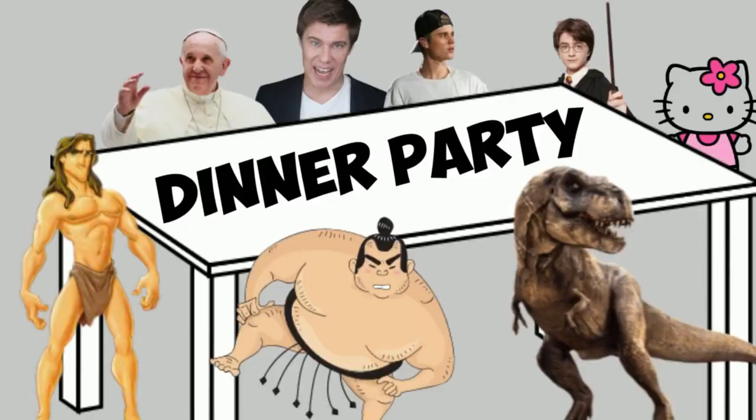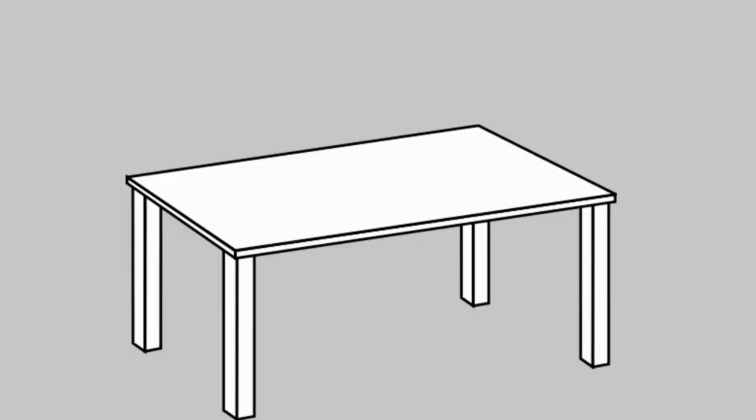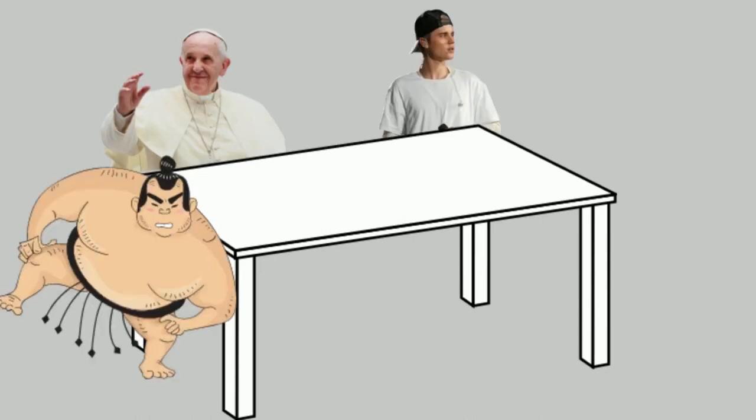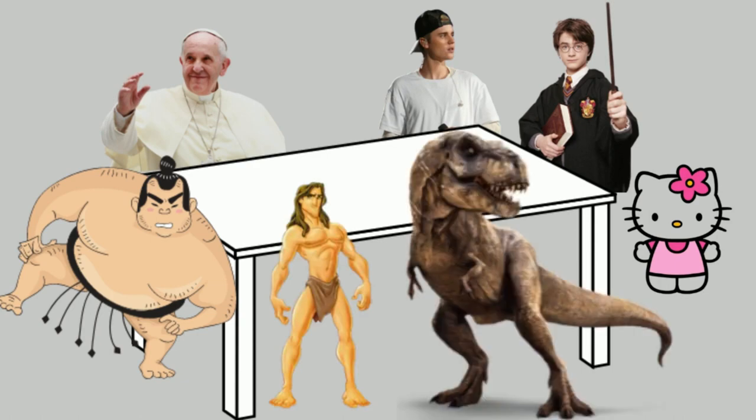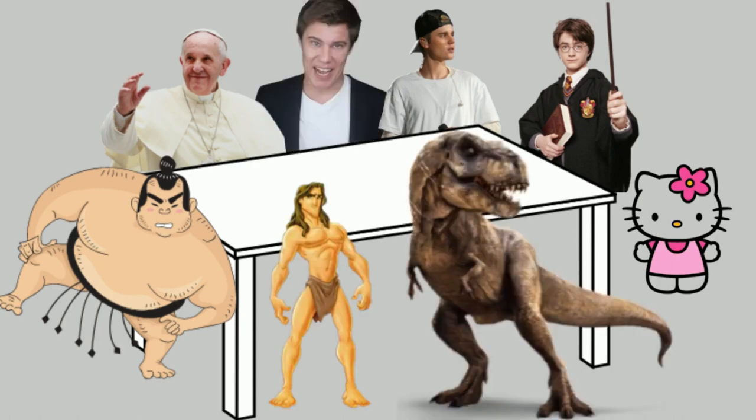Dinner party. On your whiteboard, write the names of any celebrities or well-known characters. These could include the Pope, Justin Bieber, a sumo wrestler, Hello Kitty, Harry Potter, Tarzan, a dinosaur, you, or whoever the hot topic is that week. You could also ask your students to call out different celebrities they would like to use.